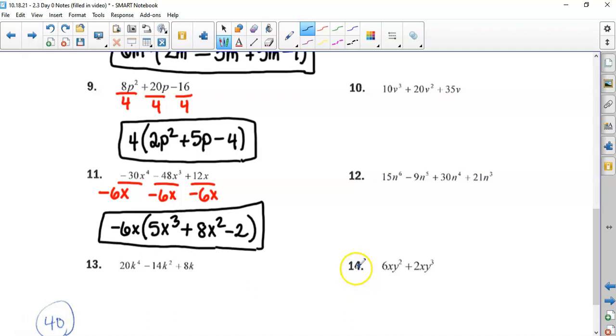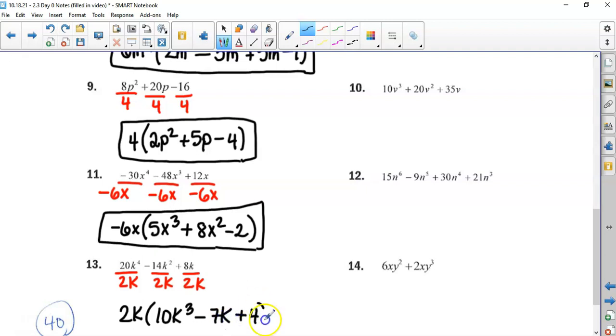Last one before you press pause and try some on your own. Number 13, 20k to the fourth minus 14k squared plus 8k. 20, 14, and 8 are at most divisible by 2. So we can take out a 2 by means of division. Now we've got k to the fourth, k squared, and k, so I can factor out a single k. 2k goes outside our parentheses. We've got 10k cubed minus 7k plus 4 remaining.